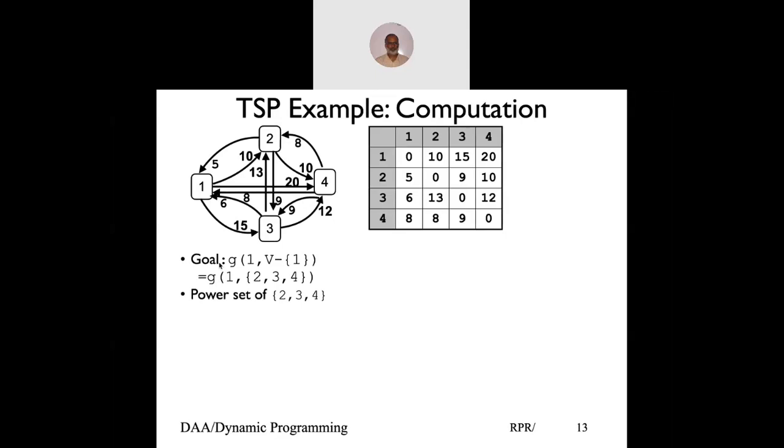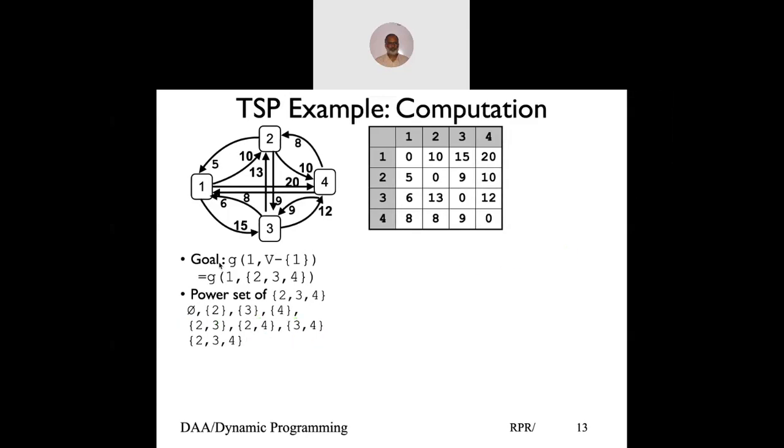Now this is what we need to obtain, and we need to find all possible sets of size 0, size 1, size 2 and size 3. That basically means we do a power set. So for the power set, we know if a set has n elements, the power set contains 2 raised to the power n sets. So the power set of {2, 3, 4} is the empty set, individual 2, 3 and 4, then {2,3}, {2,4}, {3,4}, and finally {2,3,4}.